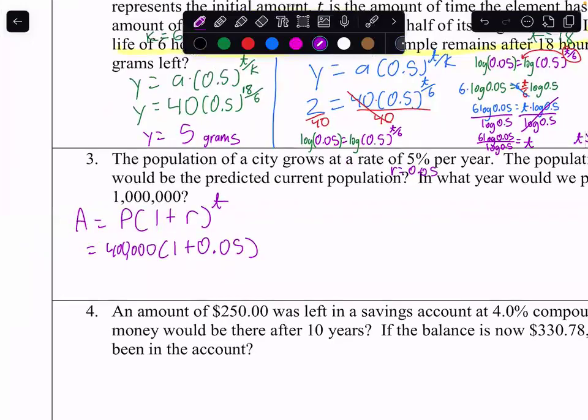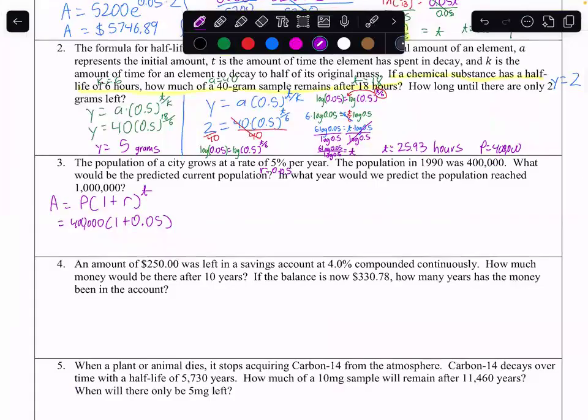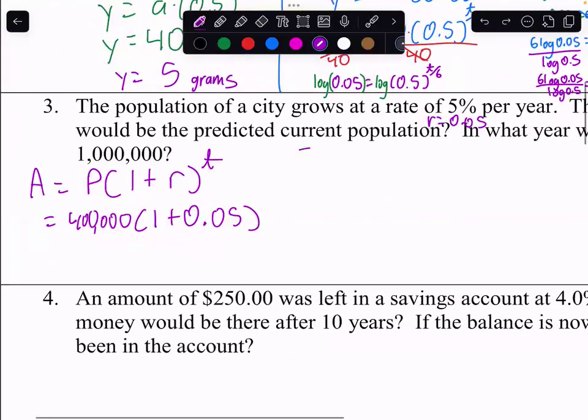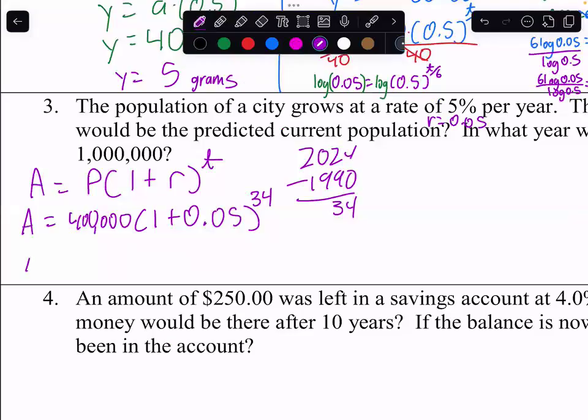Okay, and then T, the time, that's the number of years that have passed. Okay, so the year is 2024, but that's not T. T is the number of years since 1990. Okay, so 34 years have passed. So that's T. All right, so variable is by itself. Let's go ahead and type this into our calculators.